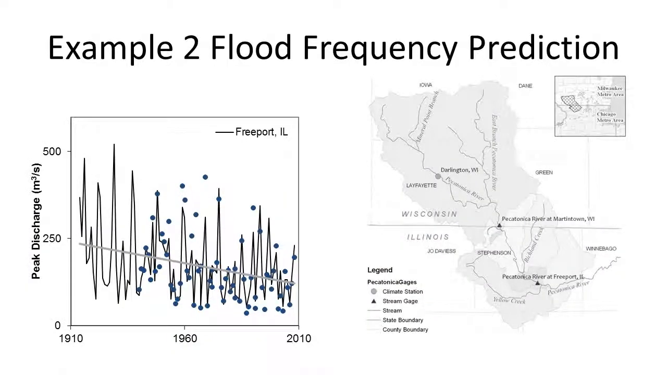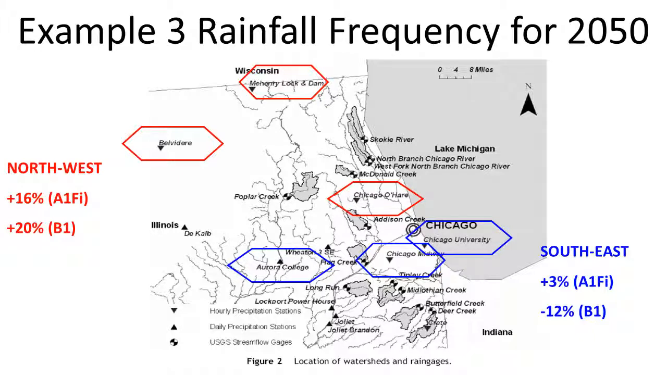Second example is flood frequency analysis performed on the Pecatonica River in northern Illinois. It was a pretty challenging problem, so we had to show a high degree of creativity. And the last example that I'm showing you is future climate change under future climate scenarios and its effect on future precipitation frequency. These are all the examples I had today.